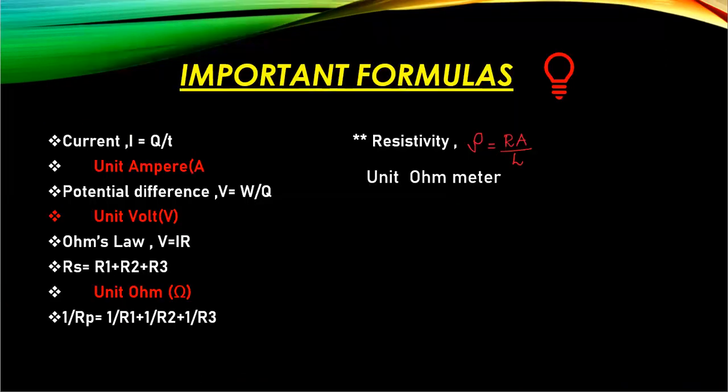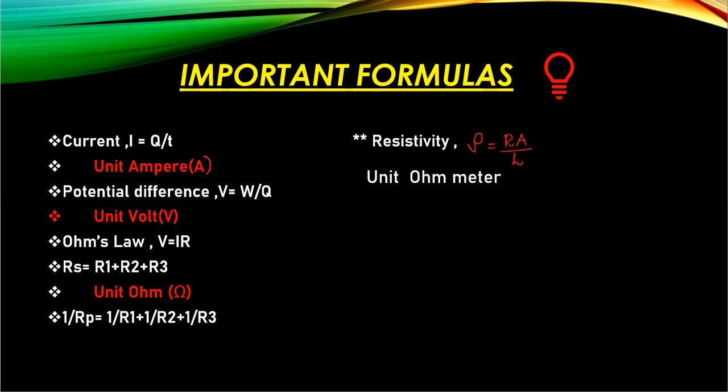Let us start. First we will discuss the important formulas of this lesson. First one, current I is equal to Q upon T, where I is the current, Q is the charge and T is the time. And the unit of current is ampere.